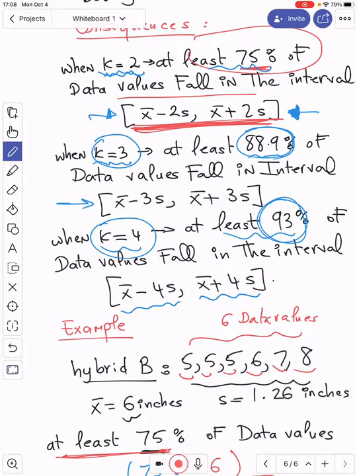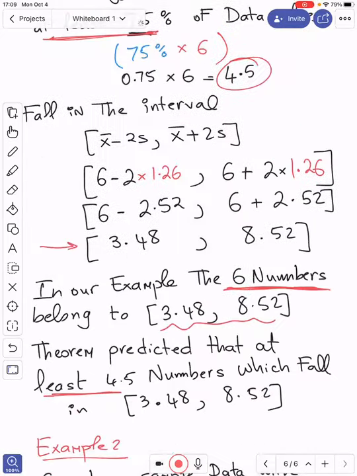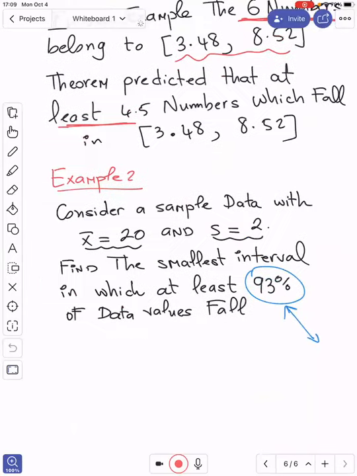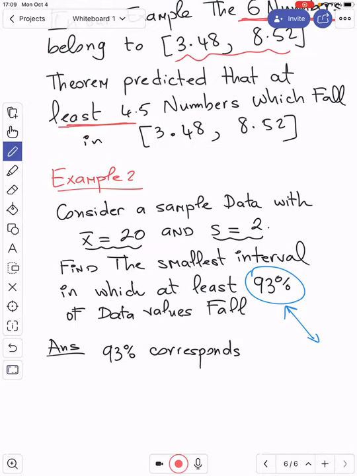So in our example now, we have 93%. 93% corresponds to k equal to 4. So the interval would be x bar minus 4s, x bar plus 4s. In Chebyshev's theorem, 93% corresponds to k equal to 4, right? So this is the smallest interval in which you expect at least 93% of the data values to fall.